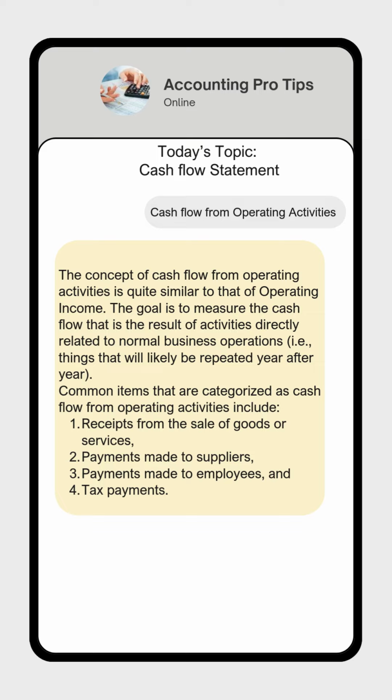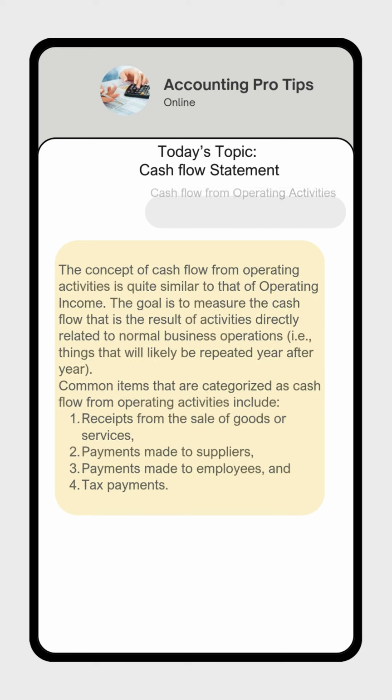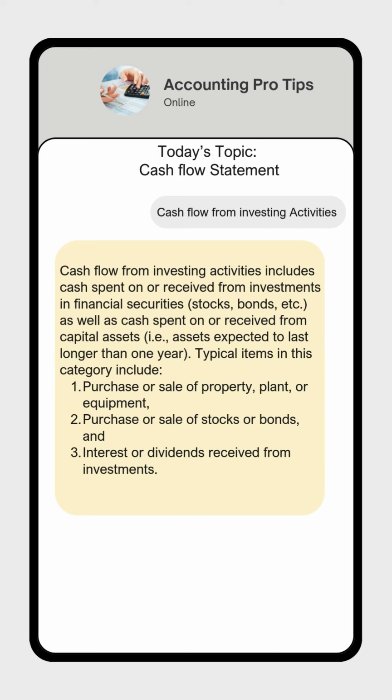The concept of cash flow from operating activities is quite similar to that of operating income. The goal is to measure the cash flow that is the result of activities directly related to normal business operations, that is, things that will likely be repeated year after year. Common items categorized as cash flow from operating activities include: 1. Receipts from the sale of goods or services. 2. Payments made to suppliers. 3. Payments made to employees. And 4. Tax payments.